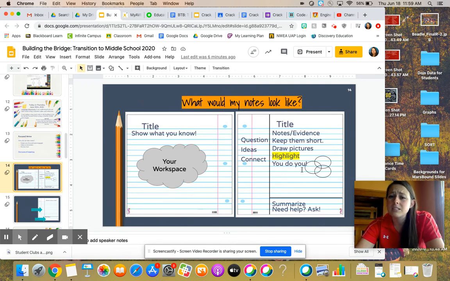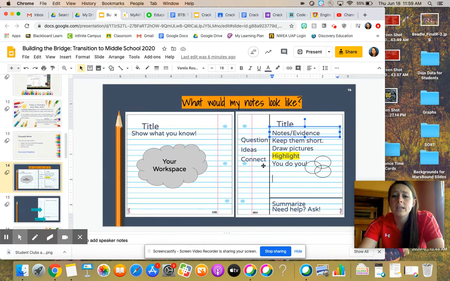You do you. You're going to be the best advocate for your own learning. You're going to learn what you like to do best. This space is for you to write that information down in your own way. The next part is this little part off to the side, right here. This is for questions, ideas, and connections.